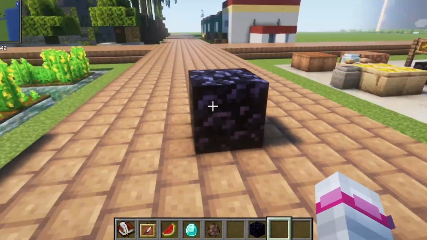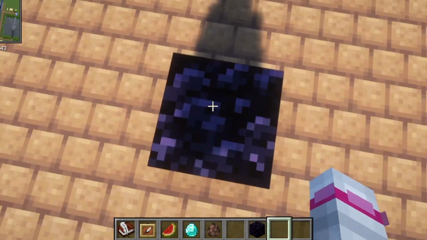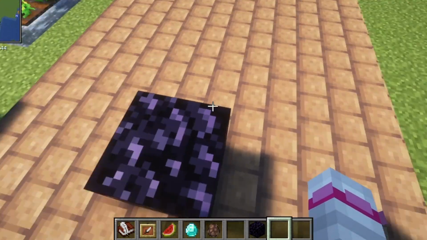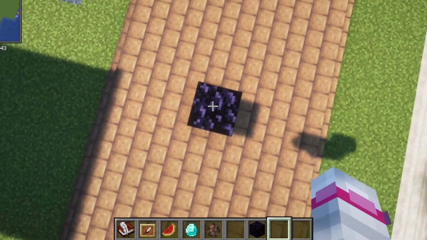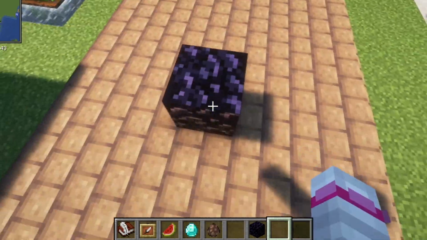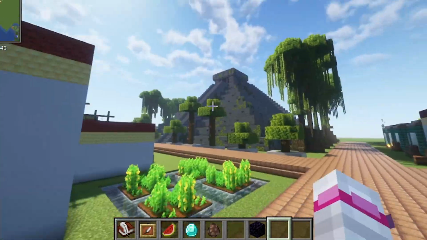like references a particular culture, right? This is just an obsidian block. This is what this is. There's not really any cultural inspiration for this obsidian block. It just is what it is.